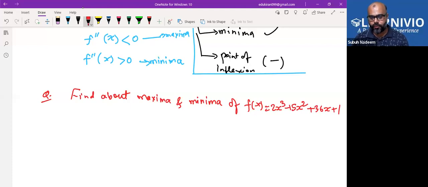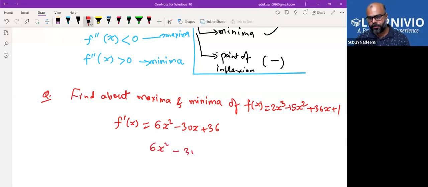So first you have to find the critical point. So you differentiate it and you will get 6x square minus 30x plus 36. That is the derivative. Okay, is it fine? Yes. Okay. Now it cannot be undefined because it is a polynomial. So it can be 0 only.